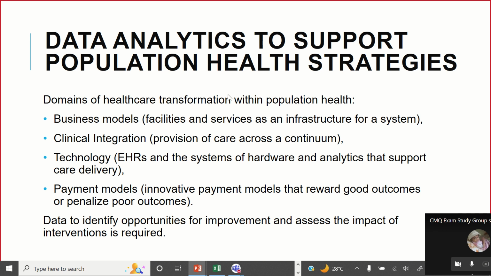And then they talked about certain domains for healthcare transformation in order to improve population health. These include transforming business models. Here it says facility and services as infrastructure for a system. Can anyone think of an example of a business model improvement to improve population health? What could you think of? Business model improvement.